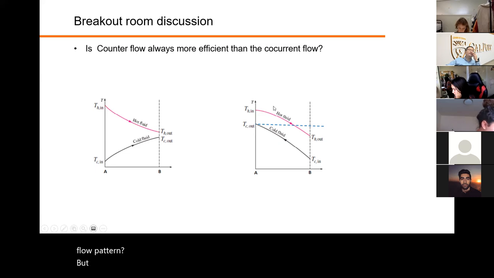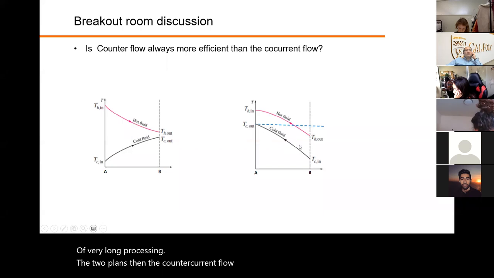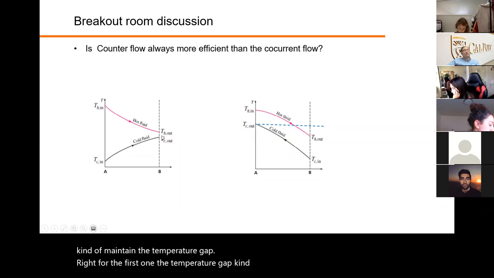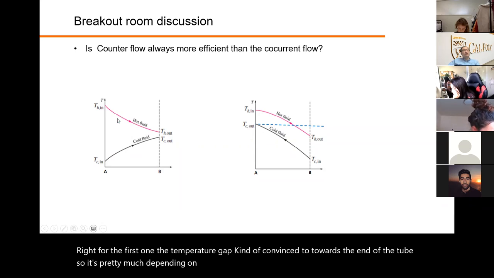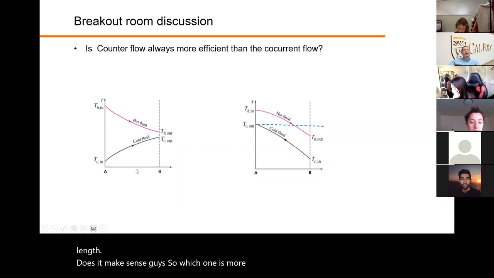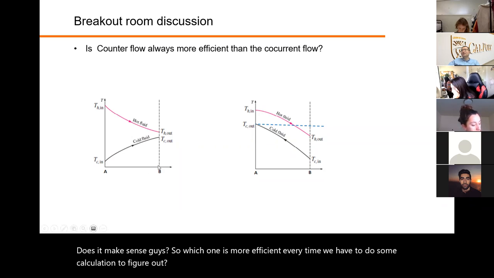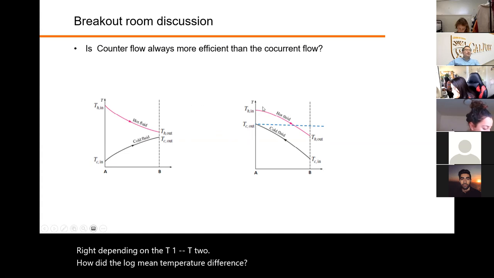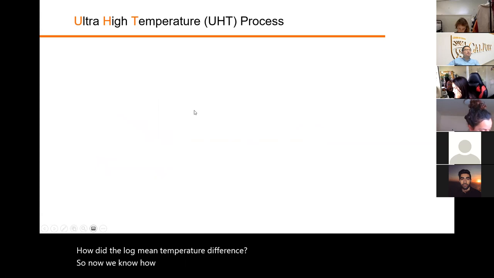But if we have a very long tube length, then the countercurrent flow probably works better, right? Because that maintains the temperature gap. For the first one, the temperature gap converges towards the end of the tube. So it's pretty much depending on how long we want to hold it and how long the tube length is. Does it make sense, guys? So which one is more efficient, every time we have to do some calculation to figure out, depending on the T1 minus T2, the log mean temperature difference. Okay, so now we know how to determine which one is more efficient.